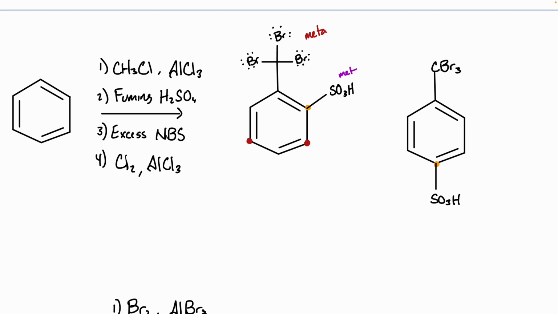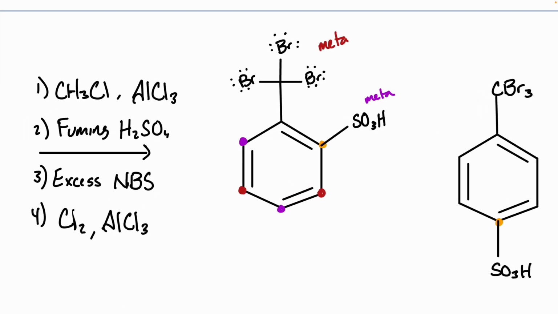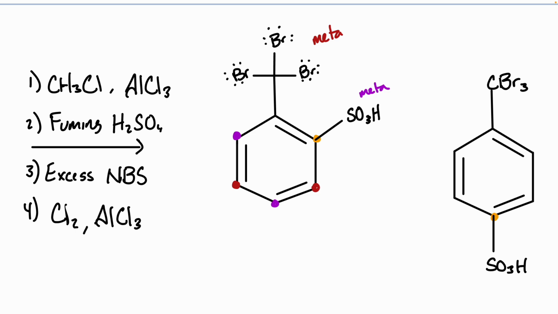Also a meta director, but it wants to direct to the positions that are meta to it. So that would be those purple positions there. So now we have a conflict. All right, and so how are we going to resolve that conflict? We got to go to that strong, moderate, weak business.